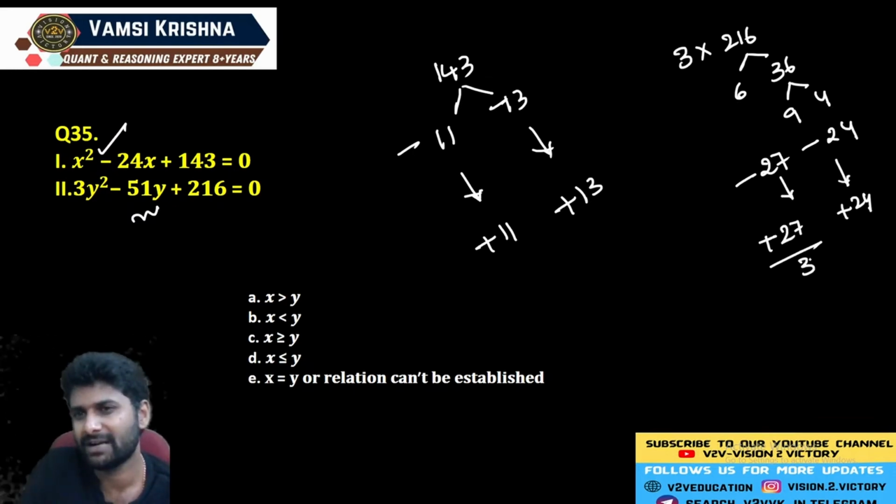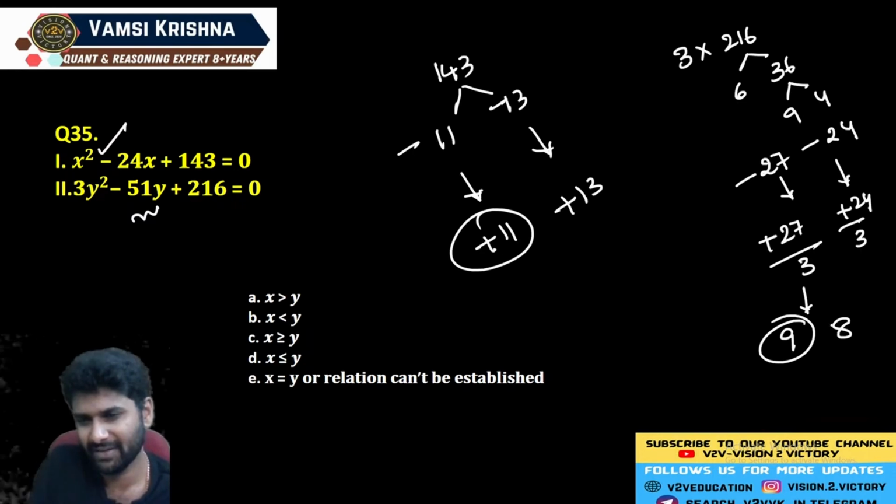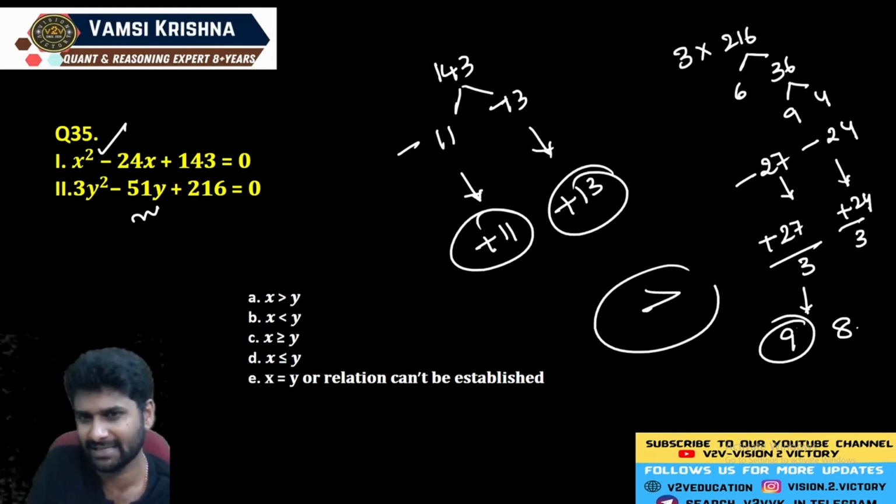We have the values divided by 3 and divided by 3. Final values are 9 and 8. Guys, 11 is greater than 8. 13 is greater than 9. 13 is greater than 8. Definitely x is greater than y.